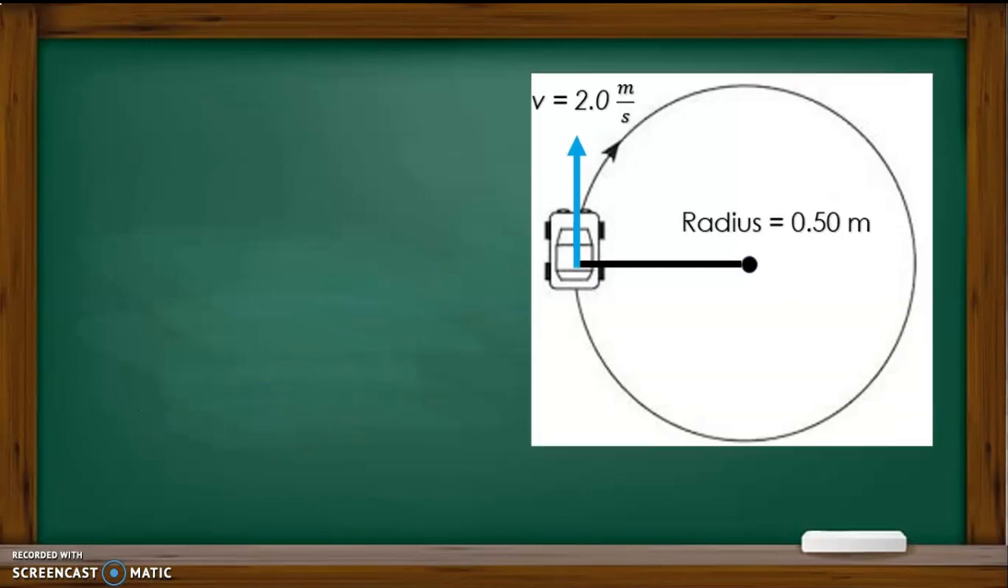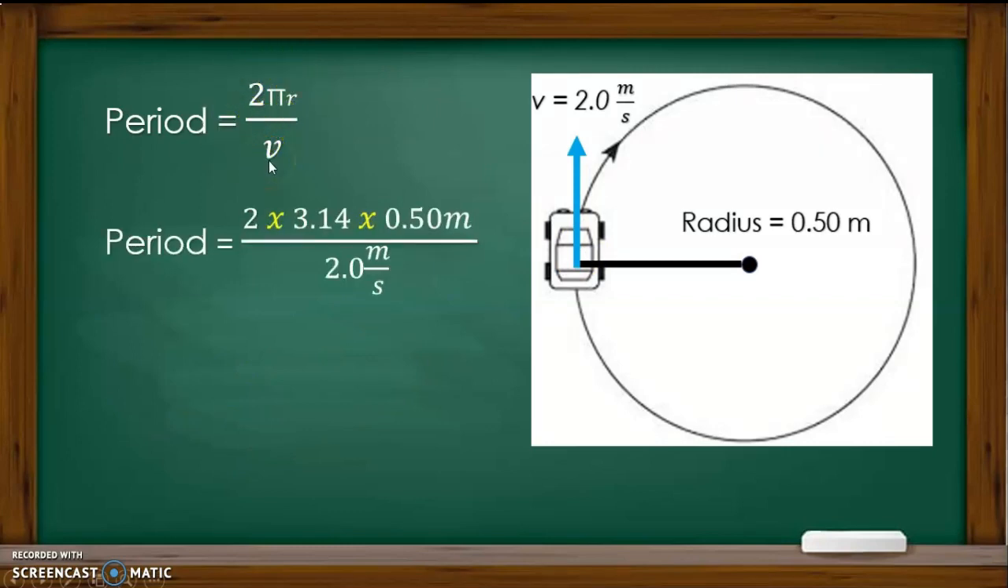So if we are to solve it, period is equal to 2 pi r divided by the object's speed. Then we substitute 2 times 3.14 times 0.50 meters divided by 2.0 meters per second. And this will now give us the period of the object, which is equal to 1.6 seconds. This means that the time it takes for the object to return to its original position is 1.6 seconds.